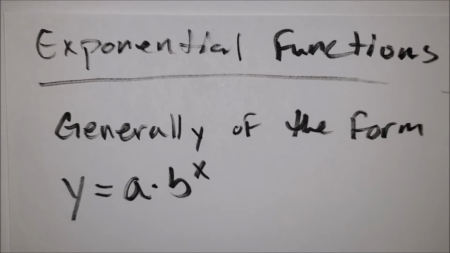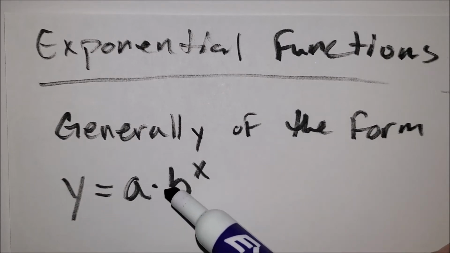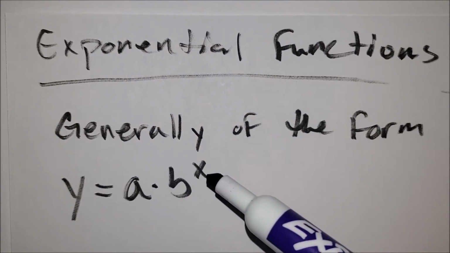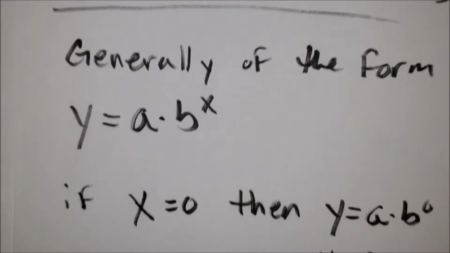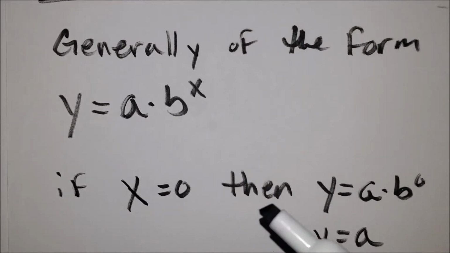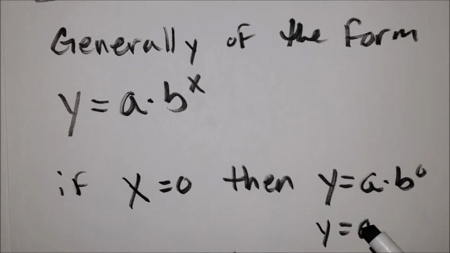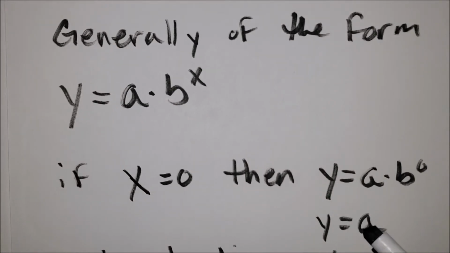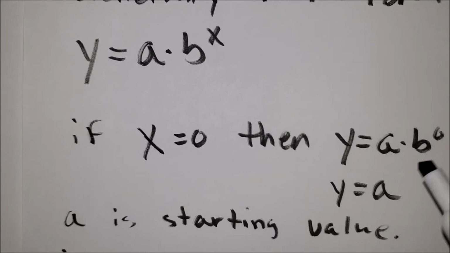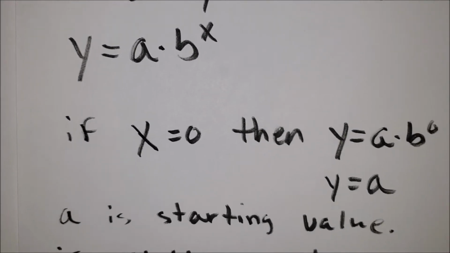So generally, exponentials are in the form of y equals a times b to the x. If x equals 0, then y equals a times b to the 0. b to the 0 is just equal to 1 because anything to the power of 0 is 1, which means a is going to be your starting value. So y equals a when x is 0, so a is the starting value.